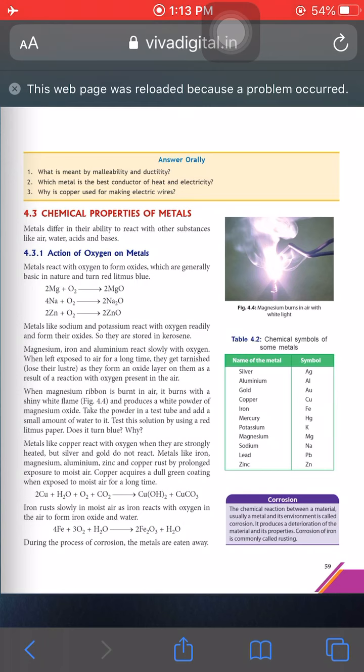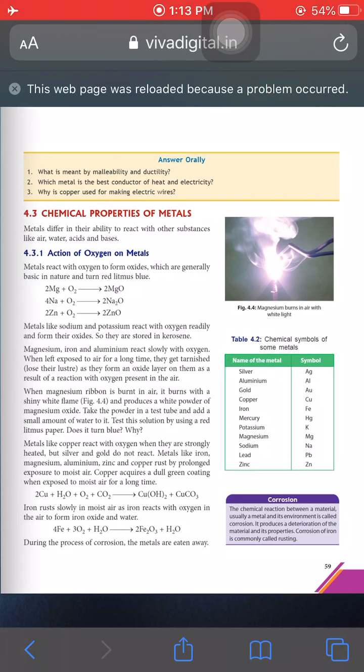Oxygen is a gas, okay? So what is the effect of oxygen on metal, or when we keep metal in the presence of oxygen, what effect do we see? First, metal reacts with oxygen to form oxides. Means जब कोई भी मेटल ऑक्सीजन से रिएक्ट करेगा तो उसका क्या बनेगा? ऑक्साइड, which are generally basic in nature and turn red litmus blue.